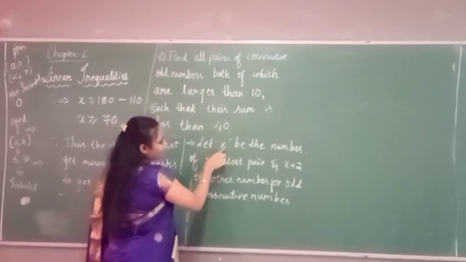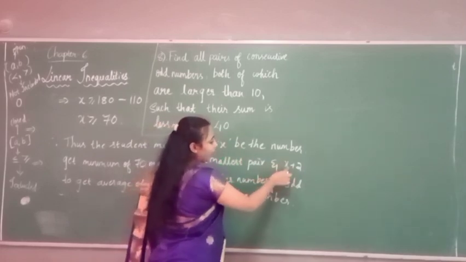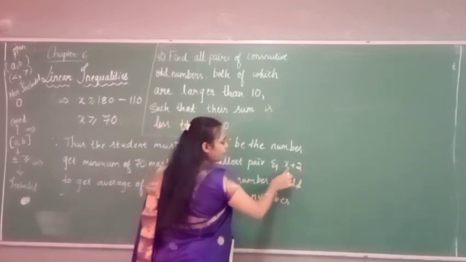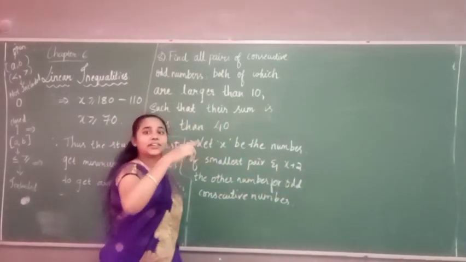If I substitute here, it will be x greater than 10. Fine, directly I will be getting here x plus 2 greater than 10. So if it is x plus 2 greater than 10, when I simplify, I will be getting again x is greater than 8.